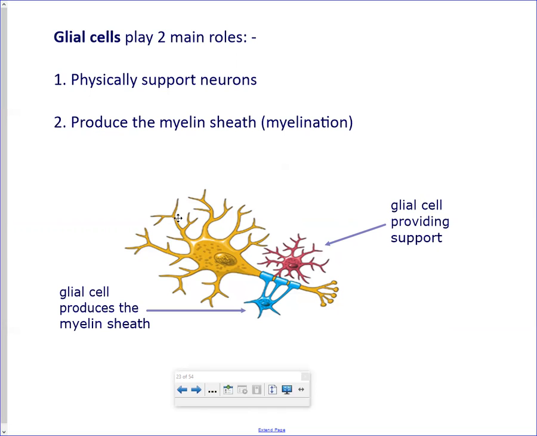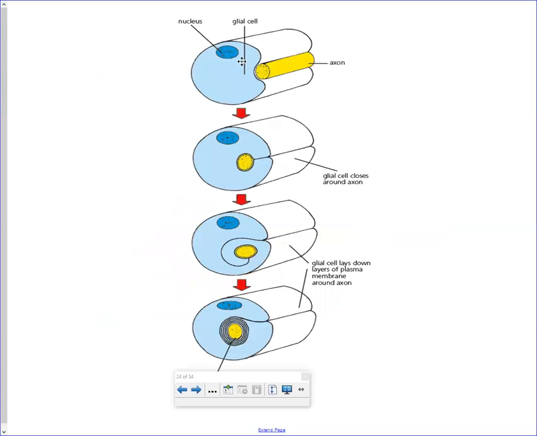The first way is they support them physically. They actually physically hold the neurons in place, if you like. They act as a structure and a support for the neurons. And the second thing that the glial cells do is that it's the glial cells that actually help to produce the myelin that surrounds the axons. So you can see in this diagram here, there's the axon, the yellow, and then you've got this glial cell. And gradually, over a period of time, the glial cell helps to develop these layers of myelin surrounding the axon, and that's what speeds up how quickly these impulses can travel through the axon.